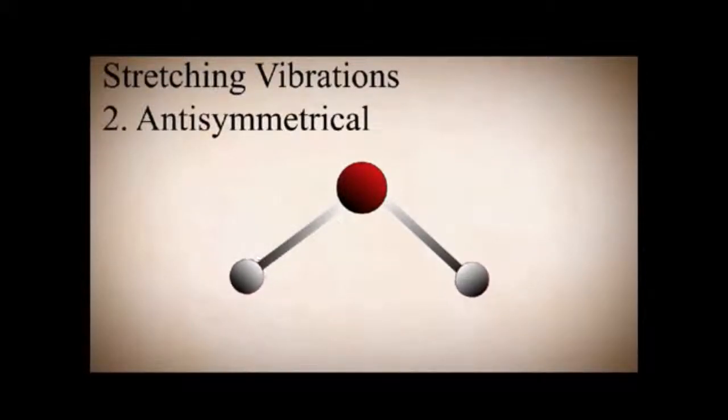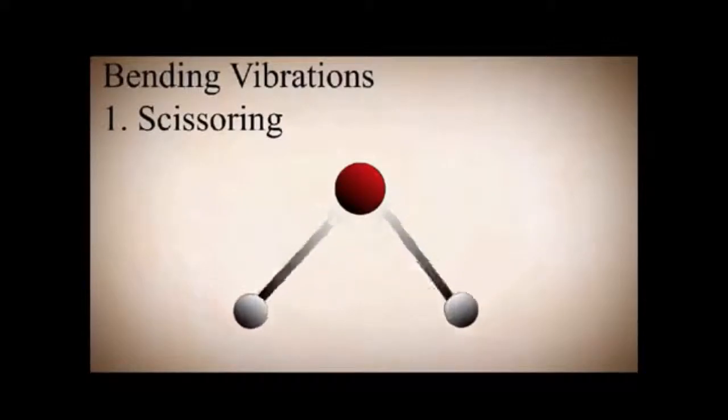Here, this is the second stretching vibration, that is anti-symmetrical. Here also you can see a little bit of change. One atom is going away from the central atom and the other one is going towards the central atom, and vice versa. When the other is going away from the central atom, at that time the first one will go towards the central atom. It means that again there is change in the bond length in this anti-symmetrical vibration.